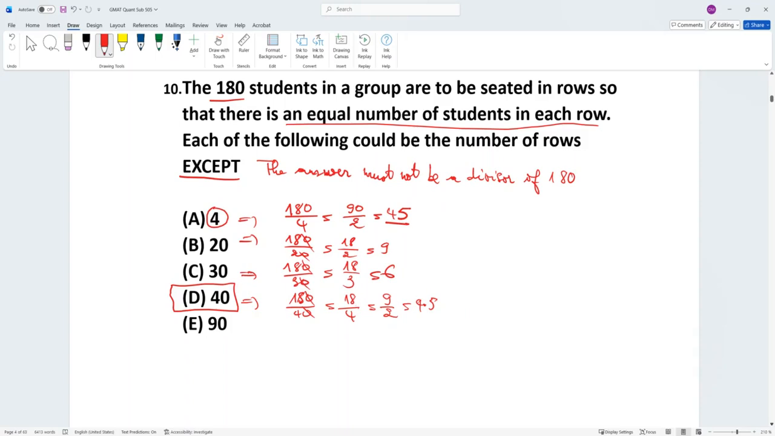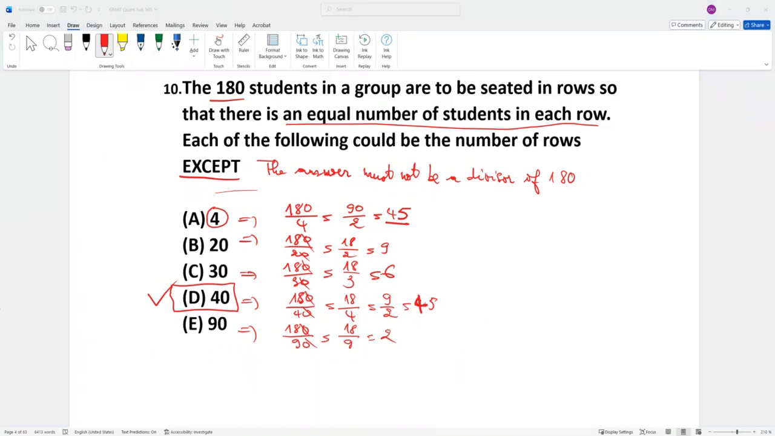Because we can't have 4.5 students per row, because students are human beings. You can't have half a human being. So this is our answer. Just to check, if we said 90, for example, 180 over 90 will give us 18 over 9, which is equal to 2. So we are looking for the exception. The only exception here is 40, because it gives us 4.5. So that's how you solve this.